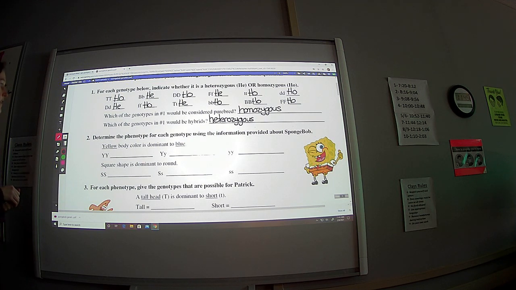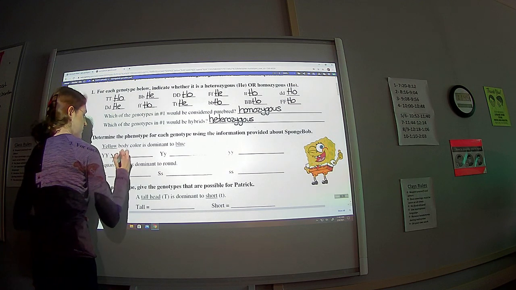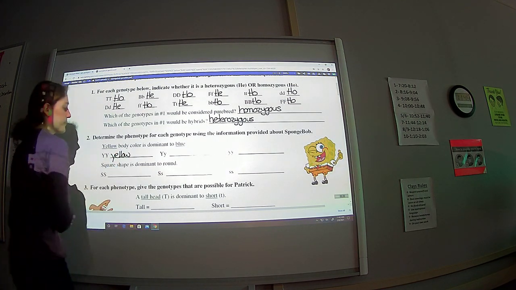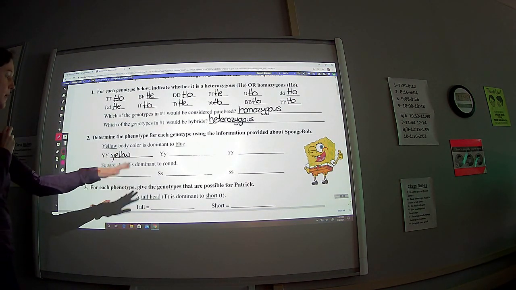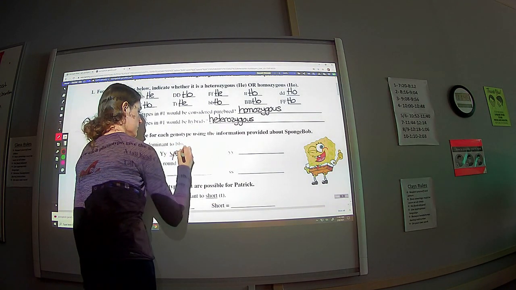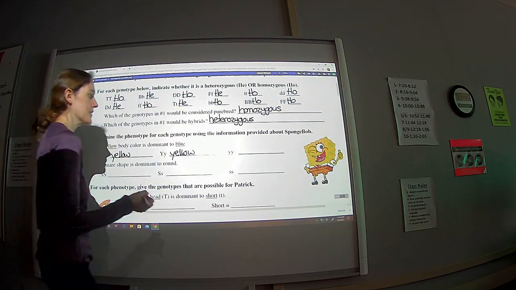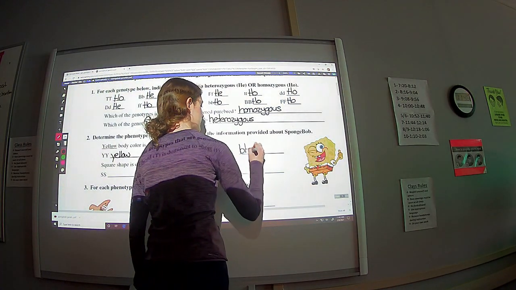Number 2, determine the phenotype for each genotype using the information provided about SpongeBob. So yellow body color is dominant to blue. So we're determining phenotype. Yellow is dominant, so if I have 2 capital Y's, that's going to be a yellow body. Phenotype is what they look like. Capital Y, lowercase y is still going to be yellow because yellow is dominant. And if I have 2 lowercase y's, that's where I'm going to get the blue phenotype.